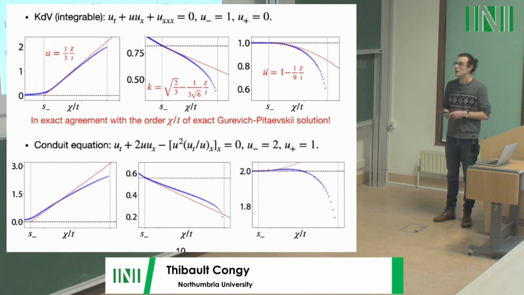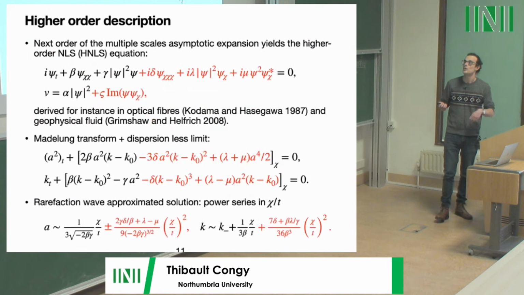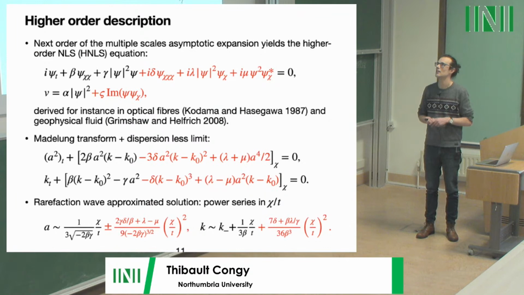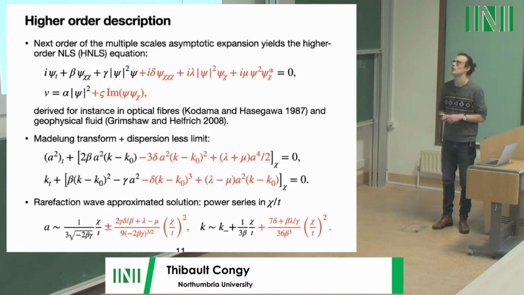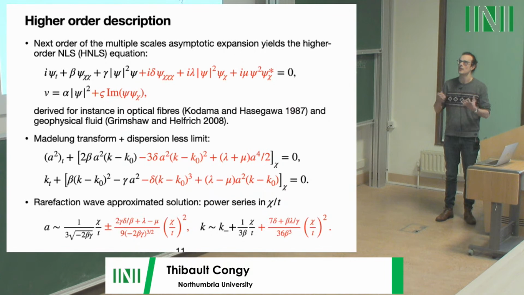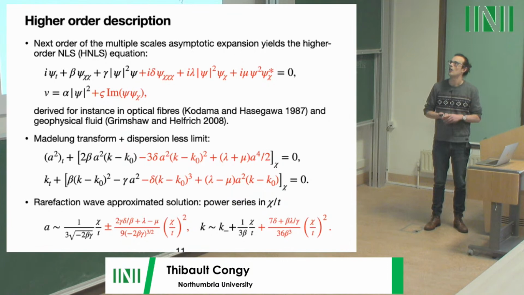So can we do better than that? Yes, we can do better than that. We just have to continue our multiple scale analysis. So usually we stop here to obtain the NLS equation, but you can continue. It's quite a standard computation, so it has been first done, for instance, in optical fiber. You have the same derivation for geophysical fluid. That's the next term in your NLS description for the envelope. So if you want a higher order NLS.